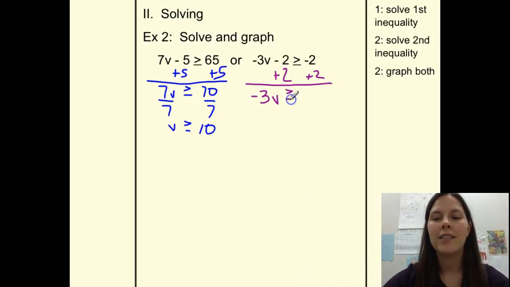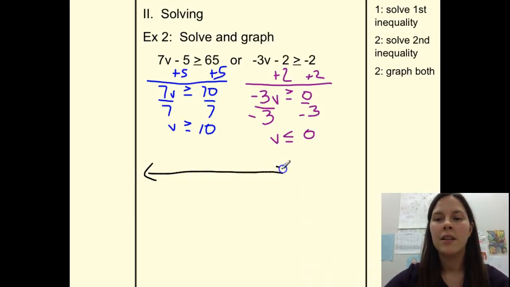Our second inequality, we're going to start by adding 2 to both sides. Once again, we do not flip the inequality when we add. And notice how we get 0 for a result. -2 plus 2 is 0. 0 is a legitimate solution. So don't be afraid when you get 0. It does not necessarily mean you did anything wrong. Dividing both sides by a negative, this time I will flip the inequality. And we get v is less than or equal to 0.